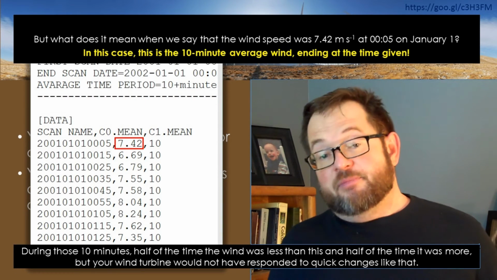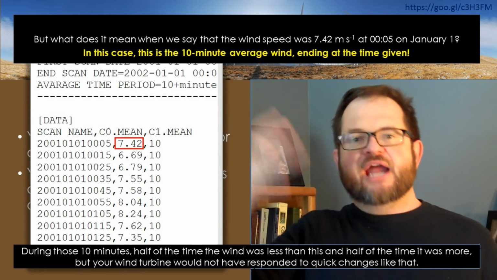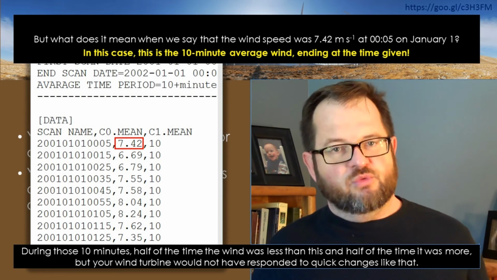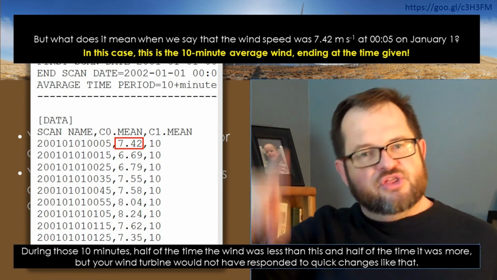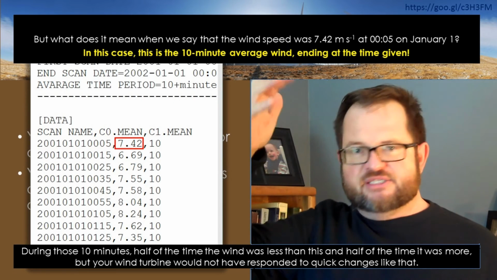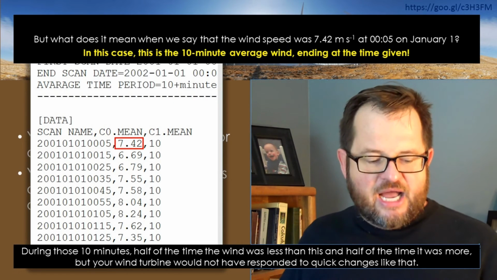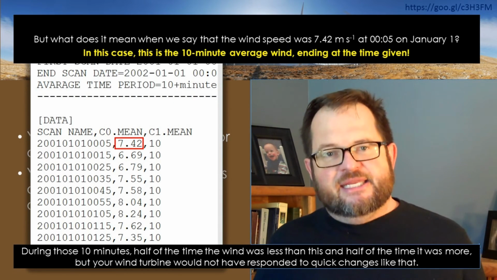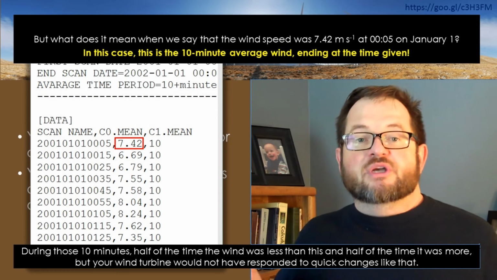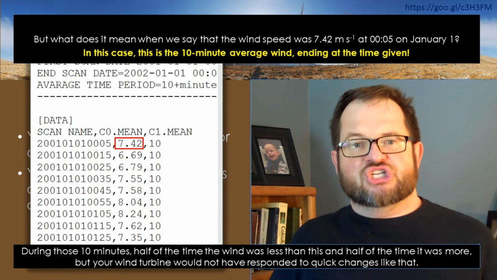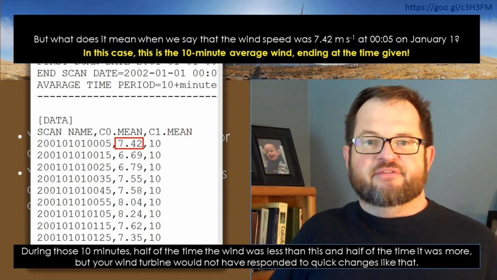Now, during that 10-minute period, half of the time the wind would have been higher than that, half of the time the wind would have been lower than that, varying on the order of fractions of a second to maybe a few seconds. But your wind turbine does not respond to tiny little variations like that. So it was not important for your application to know about that high frequency variability.